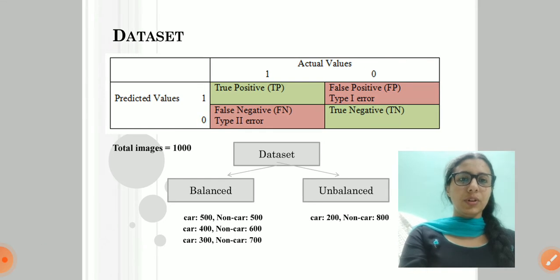So the point here is, for the balanced data set we can use different metrics to measure the performance of the model. And if the data is unbalanced, then we have different metrics to measure the performance of the system.